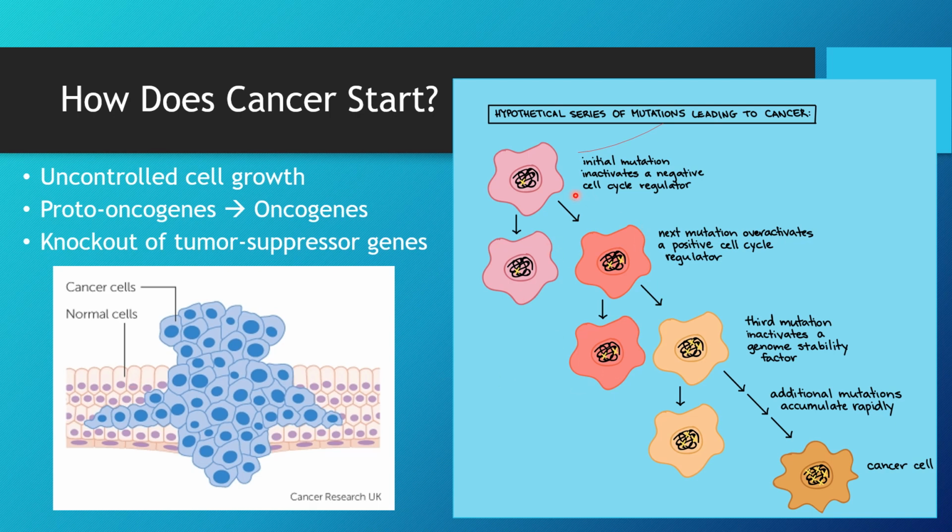This right here shows a hypothetical situation of the accumulation of mutations to take a healthy somatic or normal body cell and change it into a cancer cell. For instance, this one had a mutation knocking out one of the negative cell cycle regulators, or a tumor suppressor gene, and then each successive mutation until it eventually becomes a cancer cell.